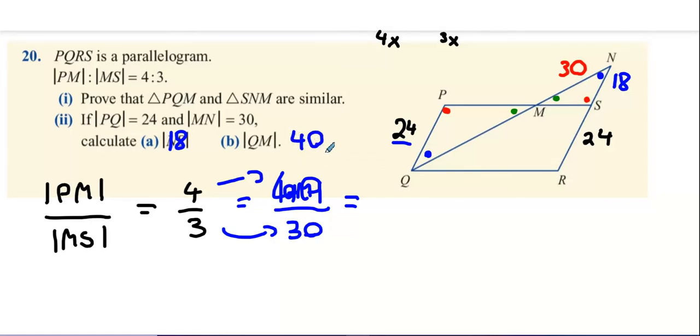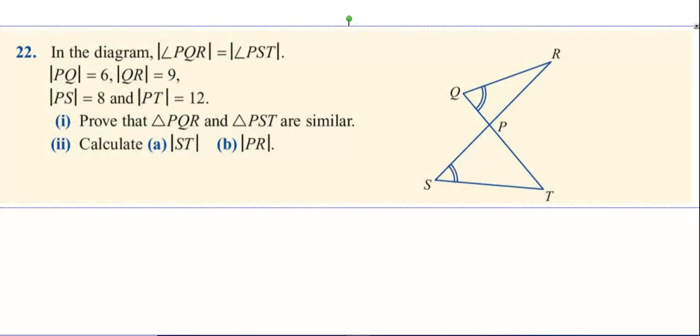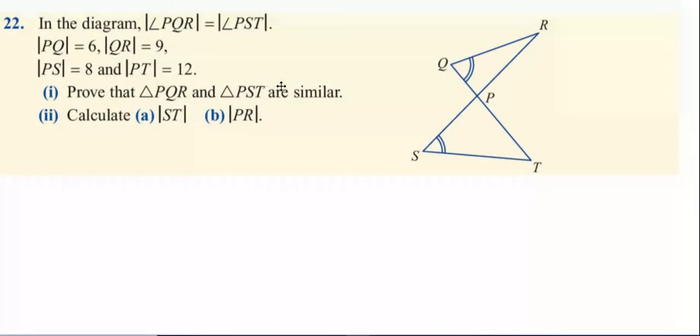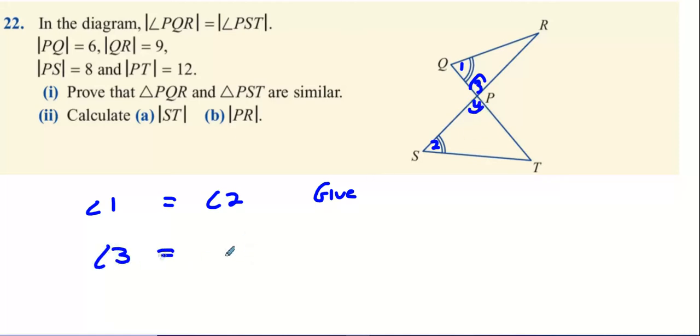Who got it out of interest? Okay. It was tricky. Okay, let's move on. 22. Prove they're similar. Right. I think at this stage, it gives you angle 1 equals angle 2, doesn't it? Angle 1 equals angle 2 given. Everybody's happy with angle 3 equals angle 4. Why? Vertically opposite.